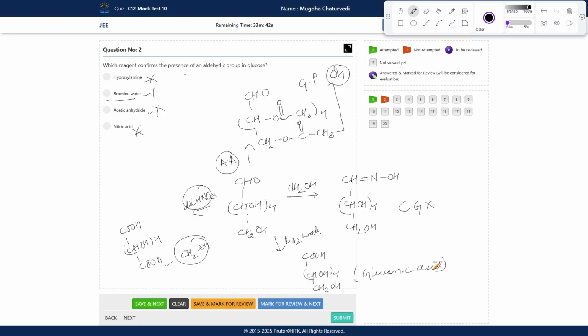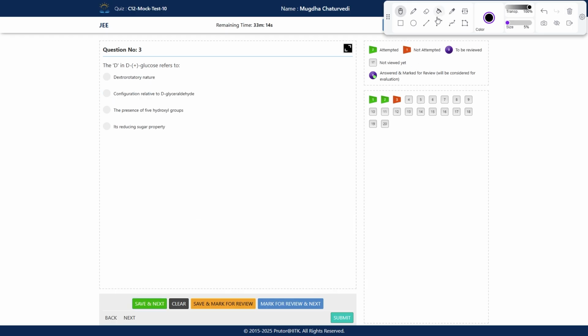So this glucose, when it reacts with a mild oxidizing agent like bromine water, produces gluconic acid, and this indicates the presence of an aldehyde group. So that means the right answer for this question is which? It is the bromine water. So option number B is the right answer. Now let's move on to the next question.